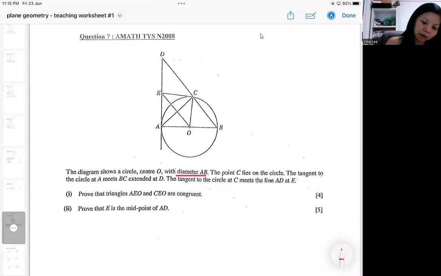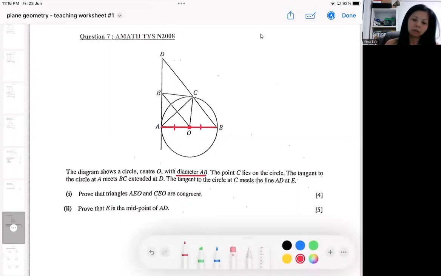If there is a diameter, you should be looking out for the property related to a diameter. If you can recall the property related to diameter, that will be angle in a semicircle. And of course, because this is a diameter, we expect that the ratio will be something like 1:1. So that is something regarding the diameter that you can take note of.